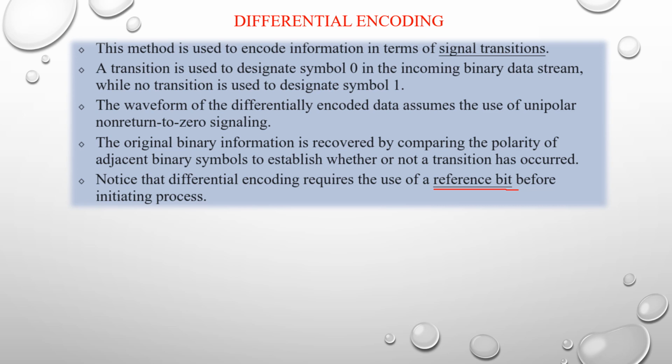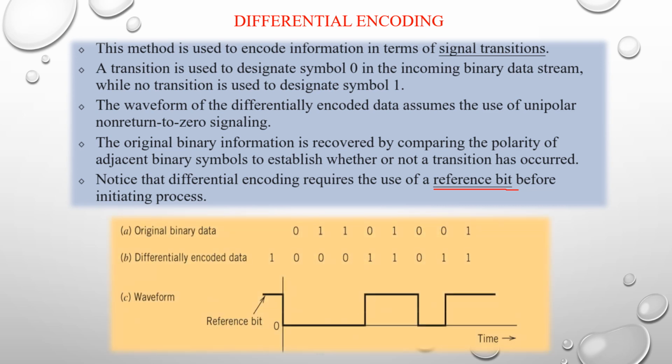Let's consider one specific example. So the original binary data are 0 1 1 0 1 0 0 1. This is the original binary data. So in the differential encoding technique, initially we need one reference line, whether it's a higher value or lower value.